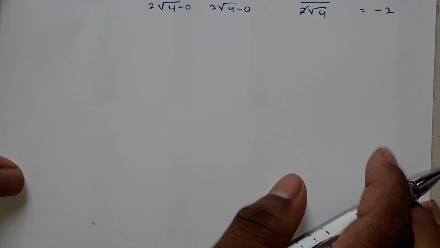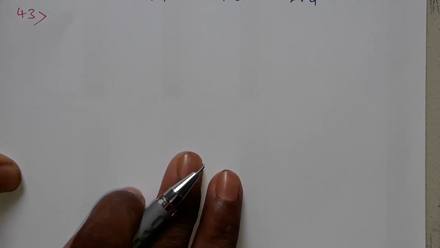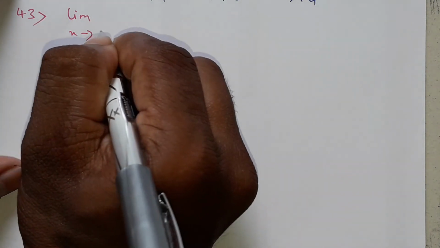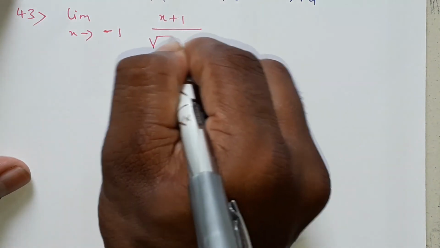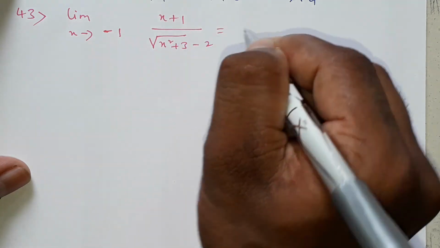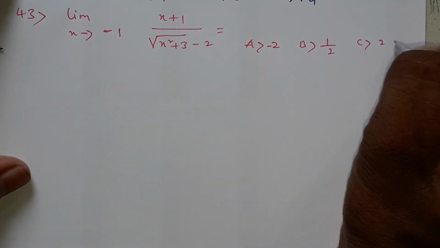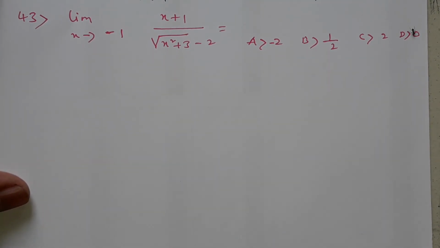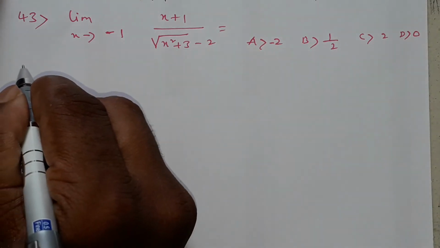Next question is 43. Limit x extends to -1, x plus 1 by under root x square plus 3 minus 2 equal to. Option A is equal to minus 2, option B is equal to 1 by 2, option C is equal to 2, option D is equal to 0. Same, you can apply the L'Hospital rule in this question. If L'Hospital rule seems hard, you can apply rationalization as well. You do this one.